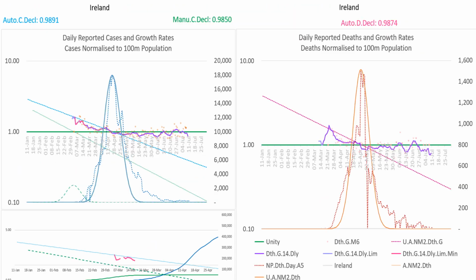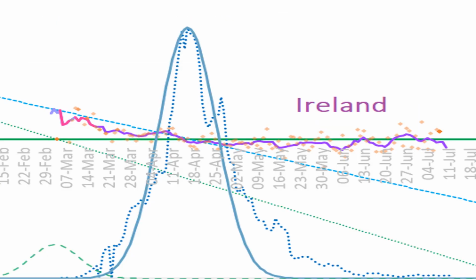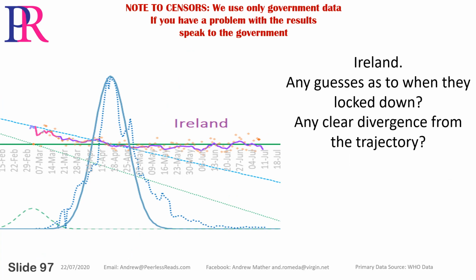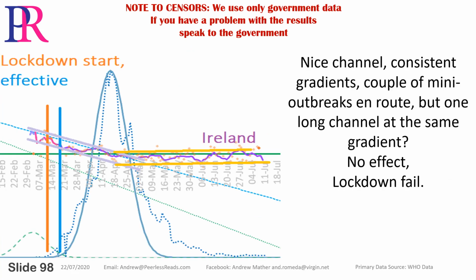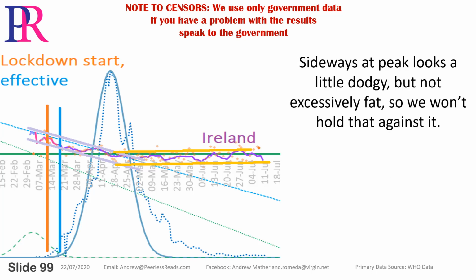Ireland. Any guesses as to when they locked down? Any clear divergence from the trajectory? Nice channel, consistent gradients, couple of mini outbreaks en route, but one long channel at the same gradient. No effect, lockdown fail. Sideways at peak looks a little dodgy, but not excessively fat, so we won't hold that against it.